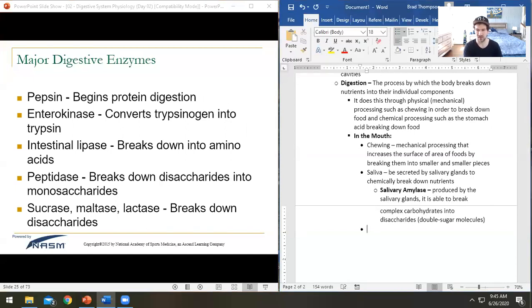So let's get the stomach here. So then we've got our stomach, right? Which is a J-shaped pouch containing several layers responsible for creating hydrochloric acid and other gastric juices. Okay, responsible for digestion.